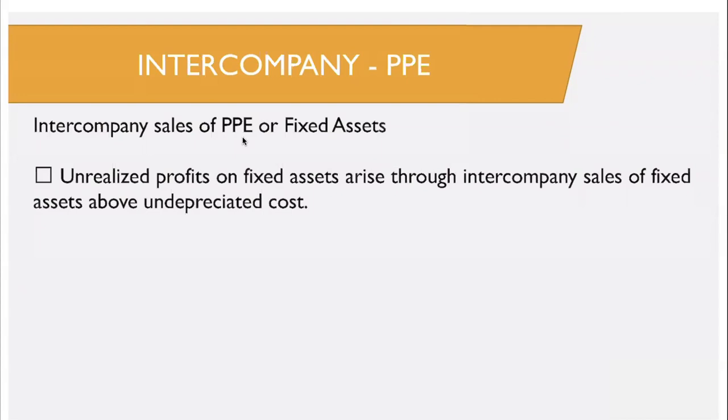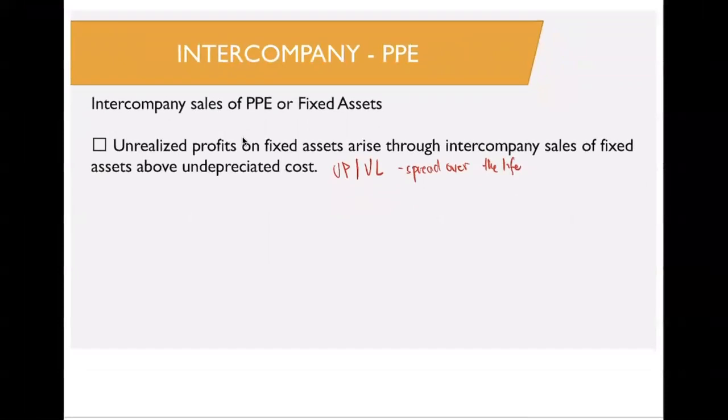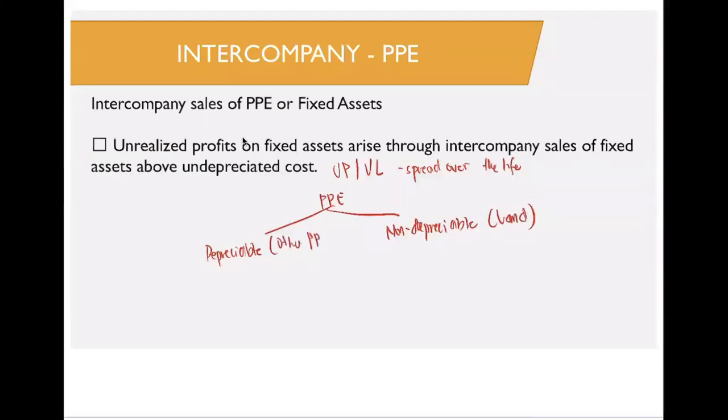So how do we account for it? If we have any unrealized profits or unrealized loss, it will be spread over the life. That is the normal rule. But take note, for property, plant, and equipment, it is important to determine whether it is depreciable or non-depreciable. When can I say that the property, plant, and equipment is depreciable or non-depreciable? We only have one non-depreciable, that is land. Any other PPE is considered depreciable.